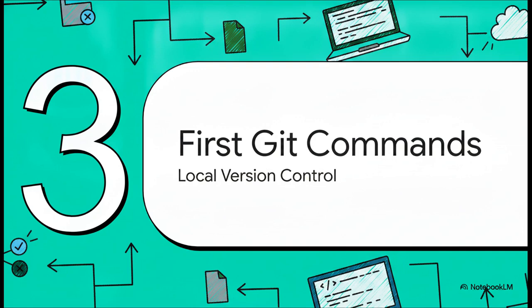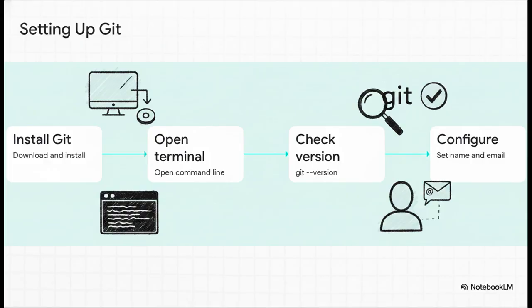Okay, part 3, your first Git commands. Let's see local version control in action. Let's see how all this builds into practical application on your actual machine. Before you can use Git, you simply need to install it. You'll just visit the official Git website, download the version for your specific operating system, and install it like any other everyday program. Once you've got that done, open up your terminal. So that's command prompt if you're on Windows, terminal on a Mac, or even the terminal that's built right into VS Code, and type git --version.